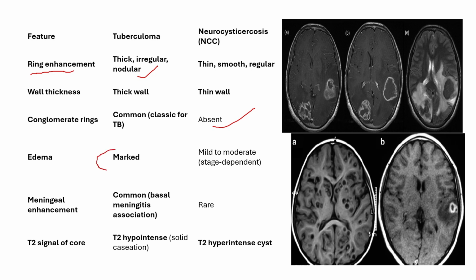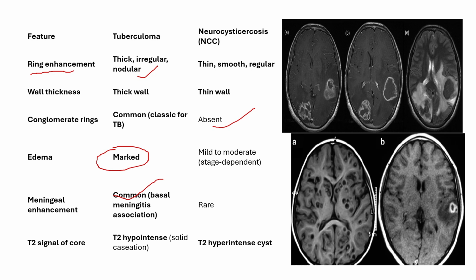And edema is mild to moderate or marked in tuberculoma, whereas mild in NCC depending on the stage. And the meningeal enhancement is common in tuberculoma due to the associated meningitis, but not seen in the NCC.